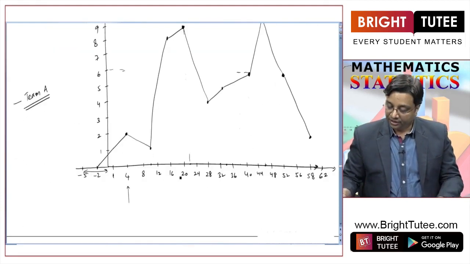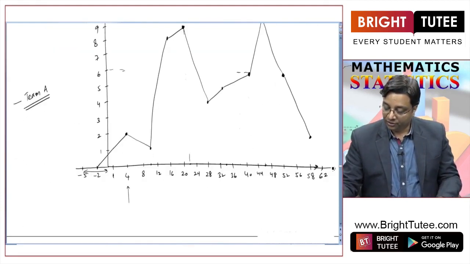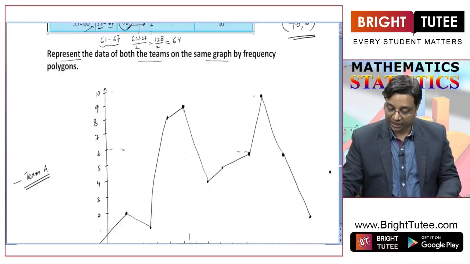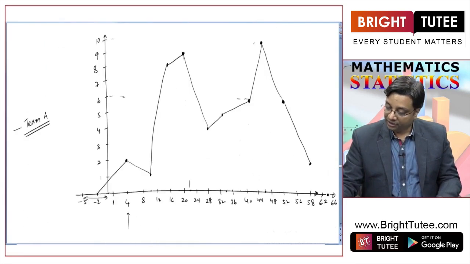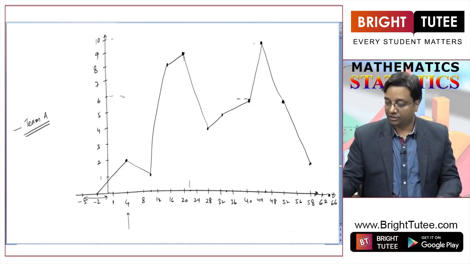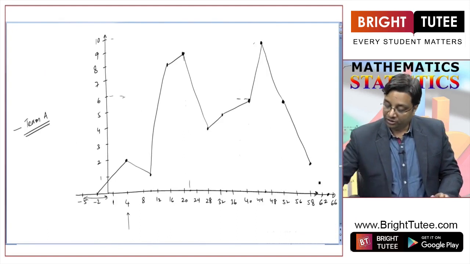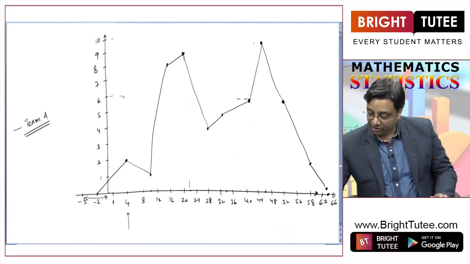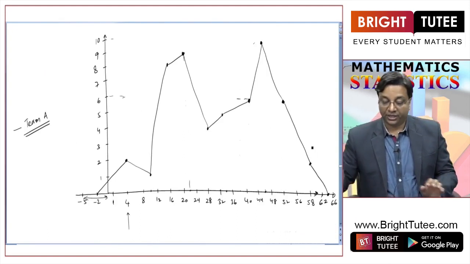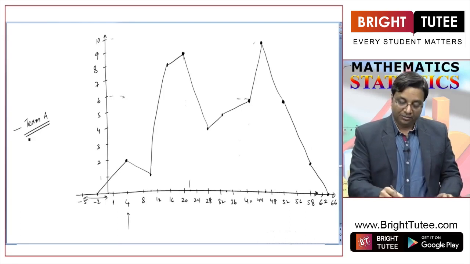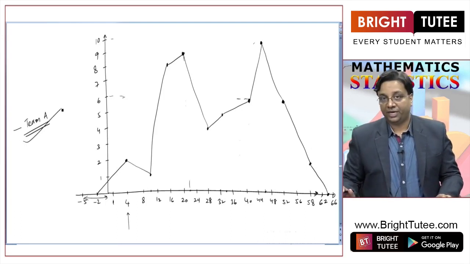So corresponding to this point 64, what will be the frequency? 0, right? So I require the class mark 64, and the frequency is 0, so it will be on the horizontal axis itself. So you join this. Now this is the complete frequency polygon which represents scores of team A.